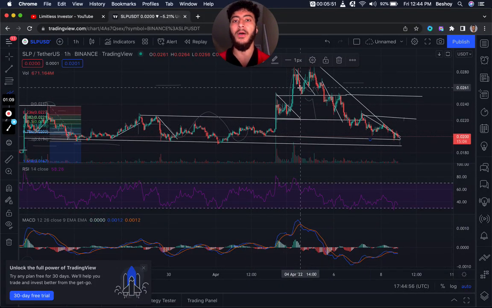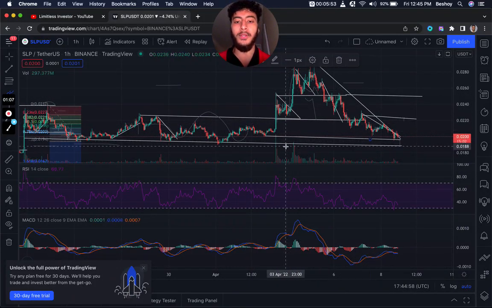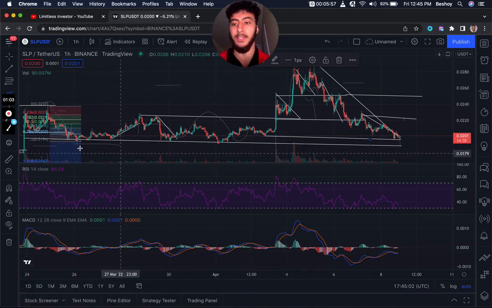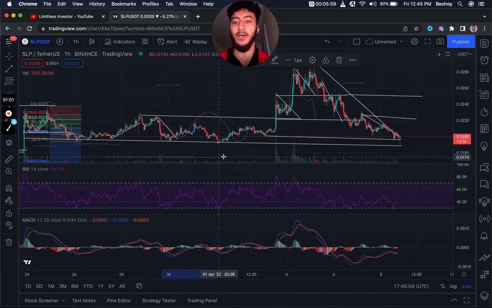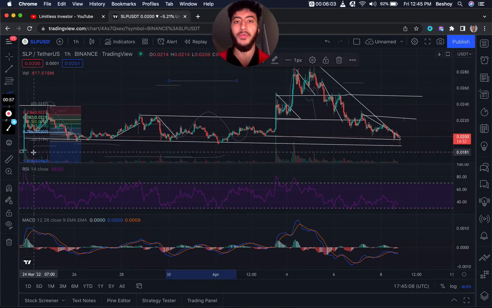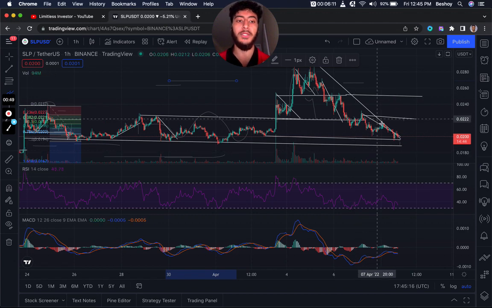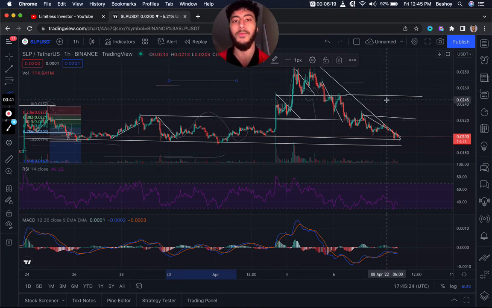So if we could hold on to these levels here where we have been trading for quite some time, as you can see, we have been in this ranging market here at these levels since March 24th, okay? So this is a very heavy support area. And if we could hold on to it and Bitcoin starts to rally up a little bit, we could see some price action happening in the next few days back to hopefully about 0.0223 and also 0.0245.